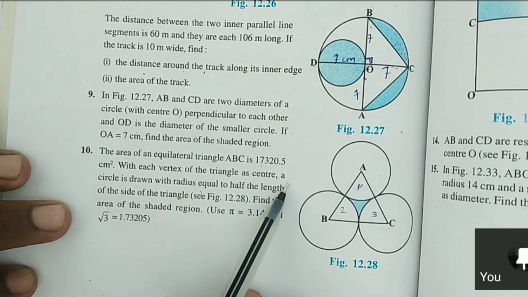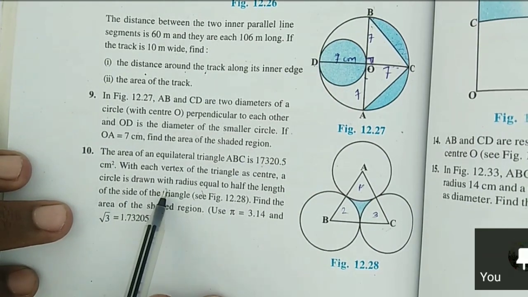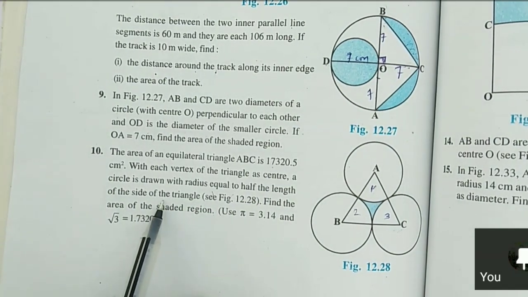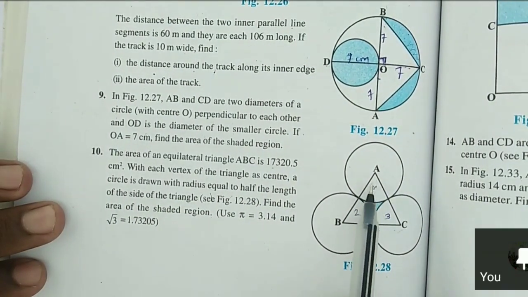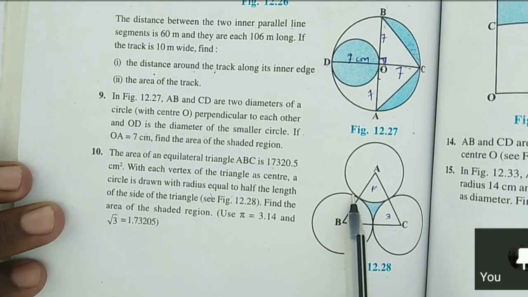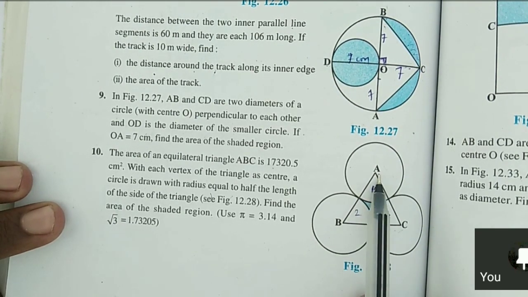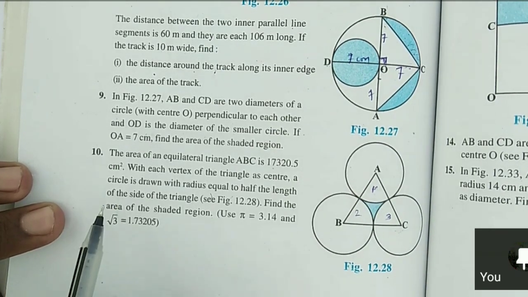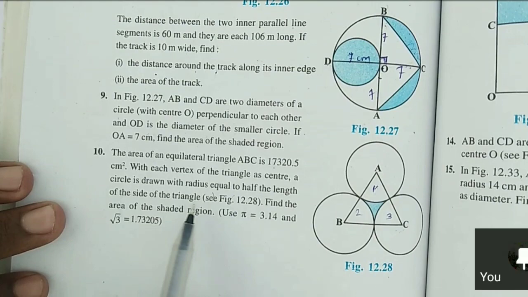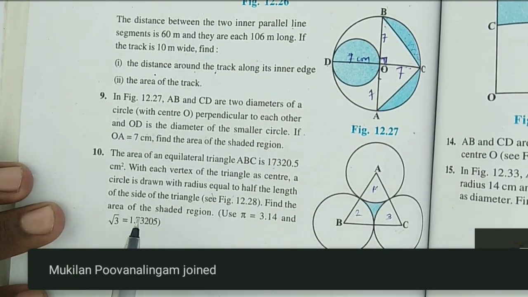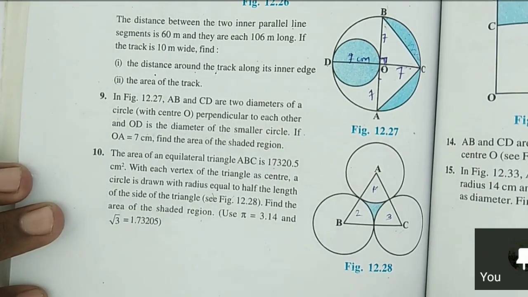as a center, a circle is drawn with a radius equal to half of the length of the side of the triangle. So half of the side is the radius of a circle, right? Here the length is AB, so half of the length is the radius of a circle. Find the area of the shaded region. So inside the shaded region, you can find the area of the shaded region. Clear?